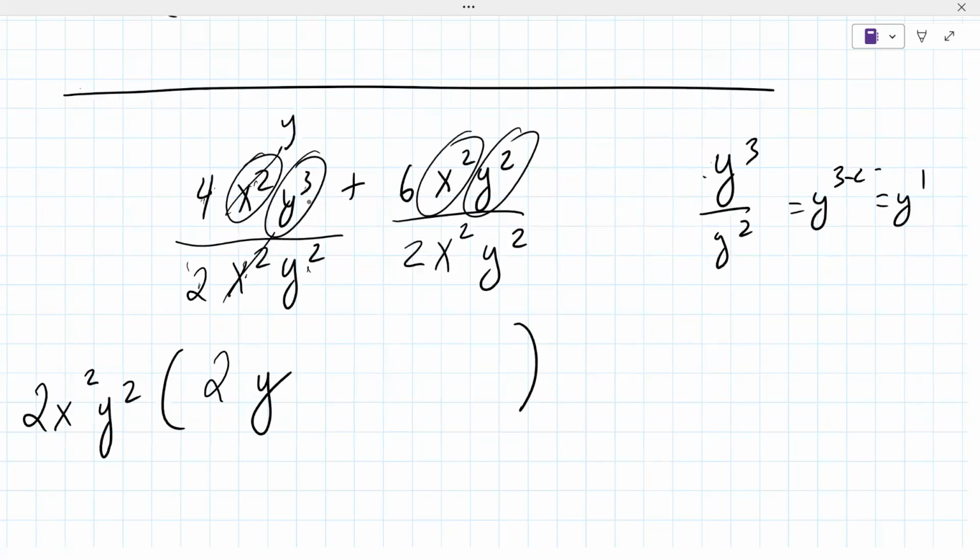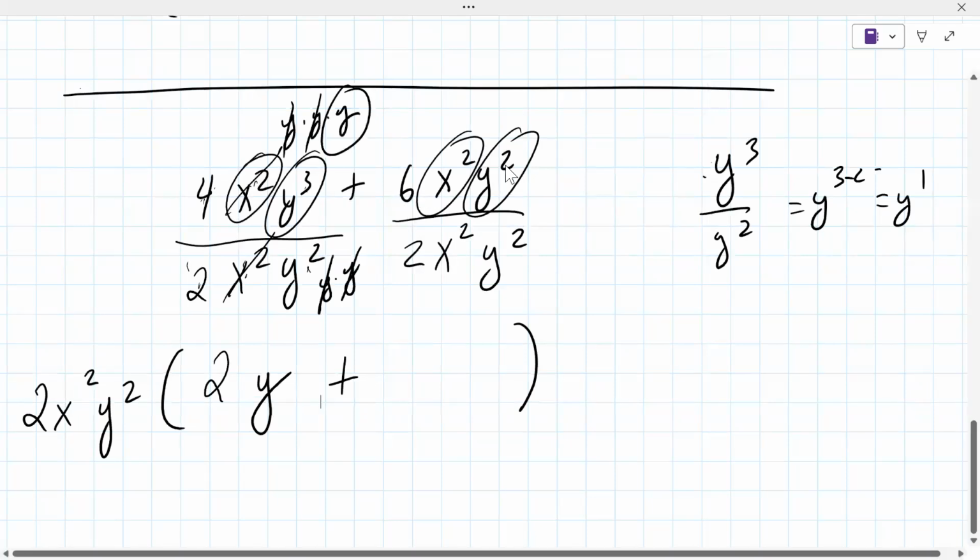The other way to look at it is y times y times y, y times y, and you can see that they cancel, leaving just the y. You have to decide how you want to do it. Plenty of options. All right, how about this? 6x squared y squared over 2x squared y squared.